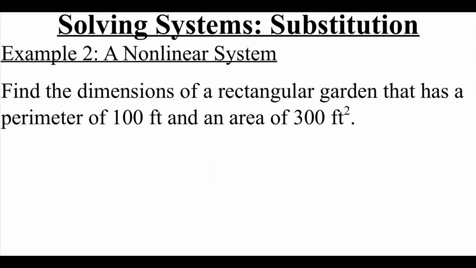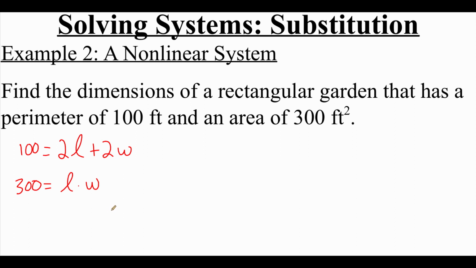Now in this example, we're going to look at finding the dimensions of a rectangular garden that has a perimeter of 100 feet and an area of 300 square feet. So we have to remember that the perimeter of a rectangle is 2 times the length plus 2 times the width, and the area for a rectangle is length times width. Now we know that our perimeter is 100 feet, so I can plug that in for the P value on the left-hand side over here. And I know that my area is 300 square feet, so I'm going to get rid of the A, and I'm going to replace that with 300.